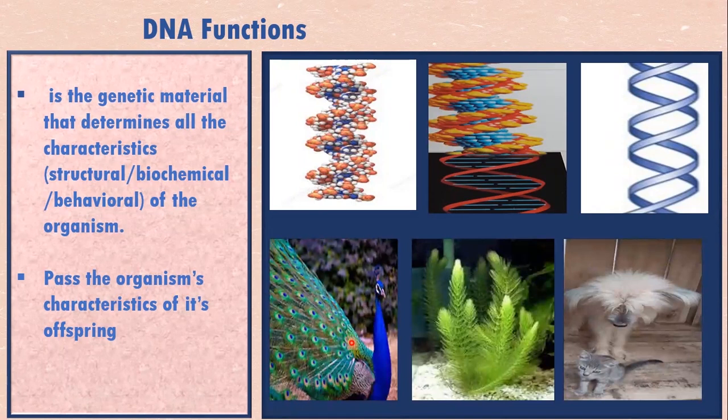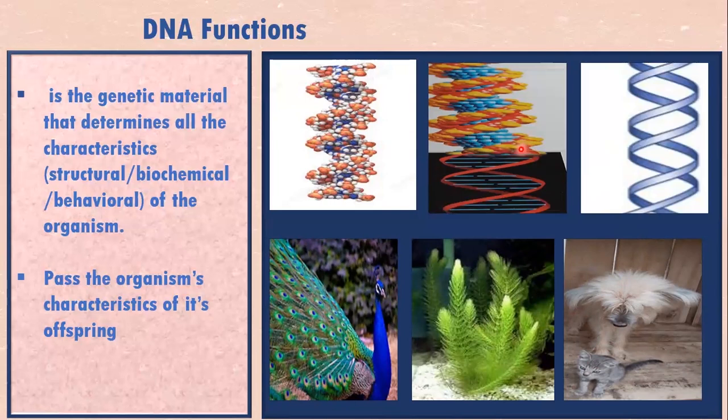So this peacock, its shape, being a bird to start with, its colors, and its behavior are all because of DNA. This aquatic plant, this dog, this cat, their looks, every characteristic of these organisms is because of DNA. And here we've shown the different shapes in which DNA can be presented.